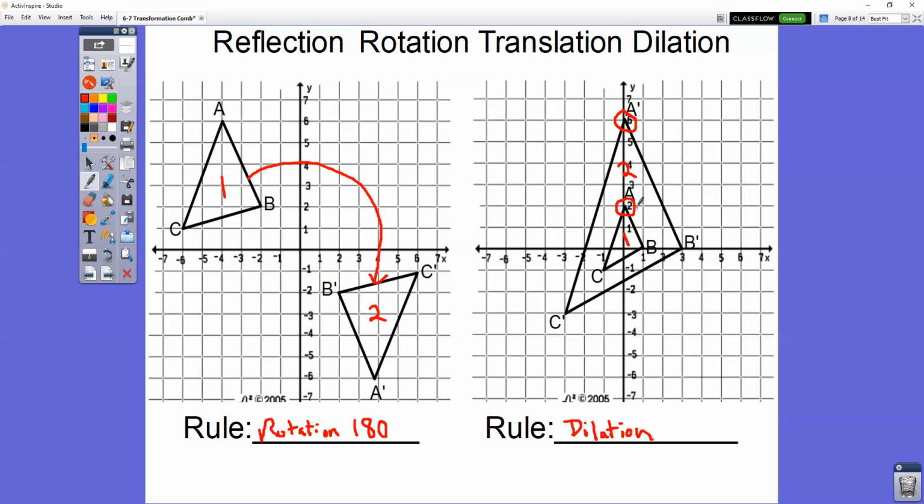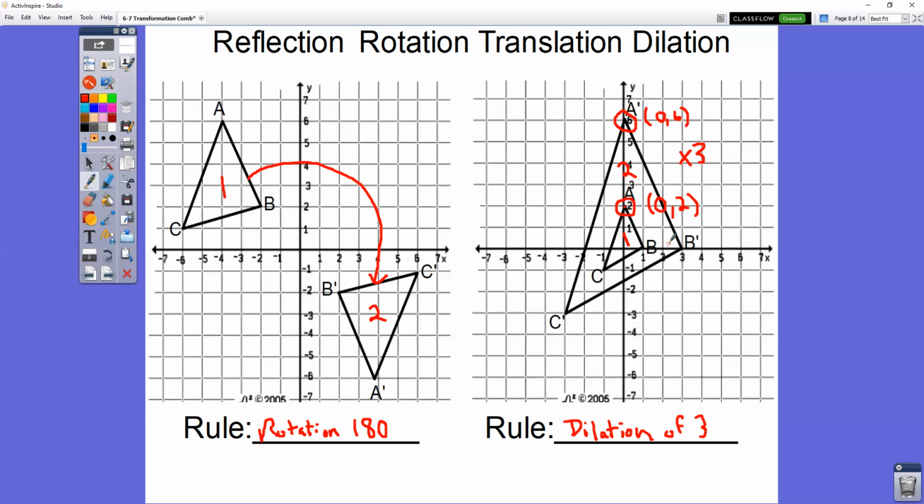So one of the other ways to do it is to look at the coordinates. If I look at the coordinates of A right here, the coordinates of A are 0, 2, over 0 up to 2. The coordinates of A prime are 0, 6. Well, how do you get from 2 to 6? What do you have to multiply by to get from 2 to 6? You have to multiply by 3. So this is a dilation of 3. Whatever you have to multiply by, that's the number that goes here.